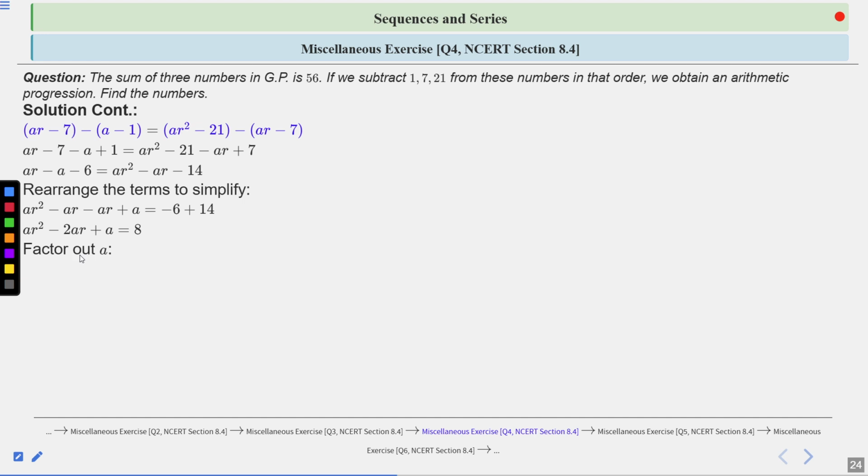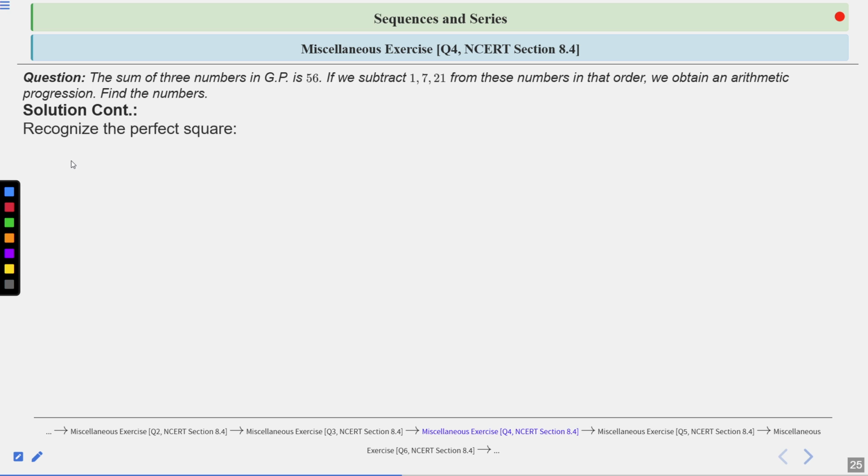Factor out a from the left hand side. We get a times r square minus 2r plus 1 equal to 8. Here the left hand side quantity is a times r square minus 2r plus 1. You can see that r square minus 2r plus 1 must be equal to r minus 1 whole square. Recognize the perfect square. We get a times r minus 1 whole square equal to 8.